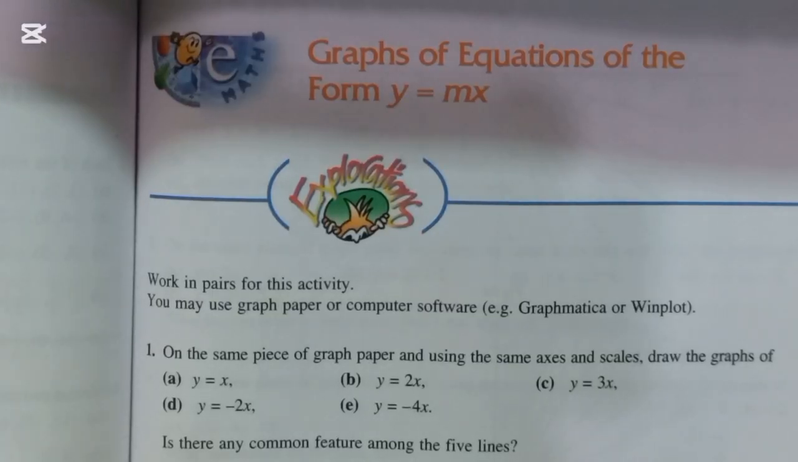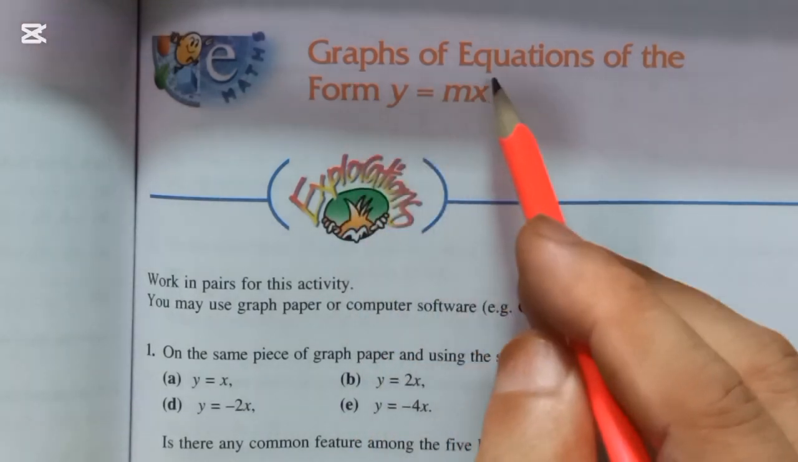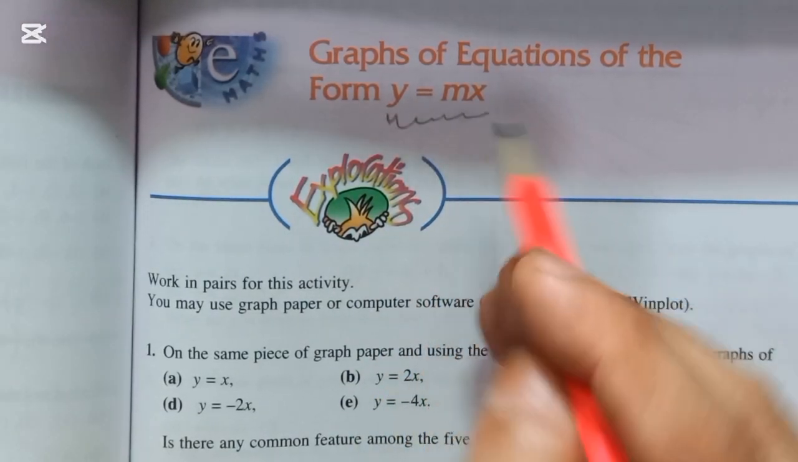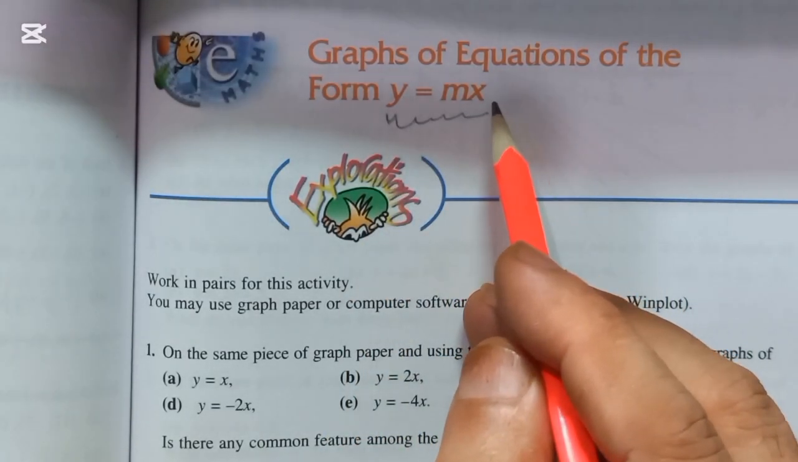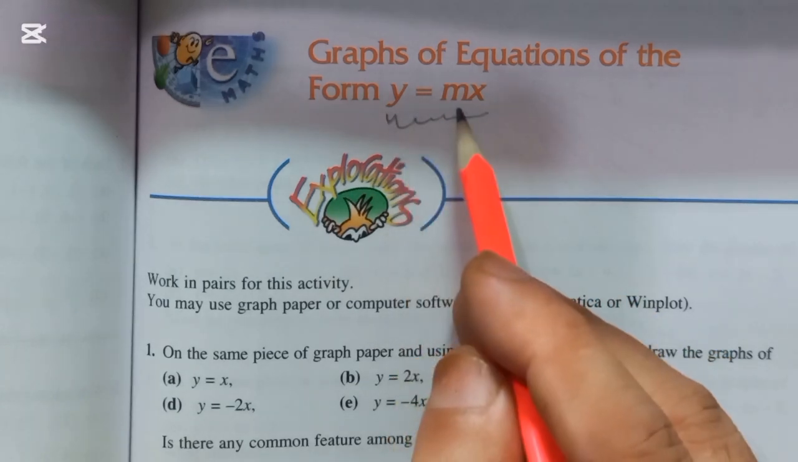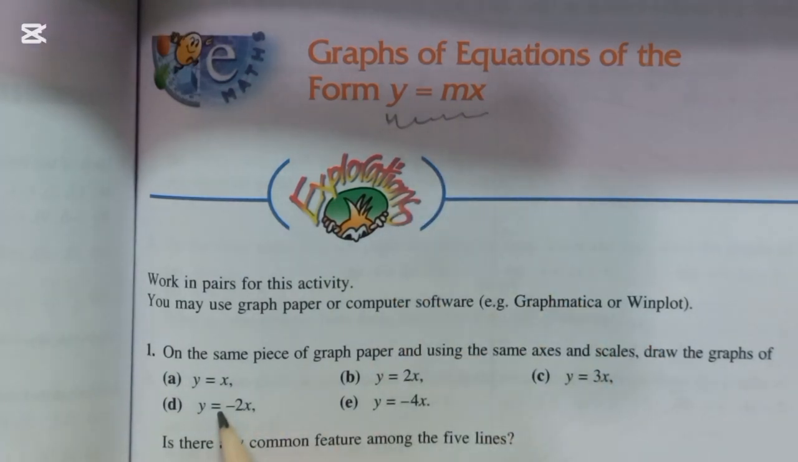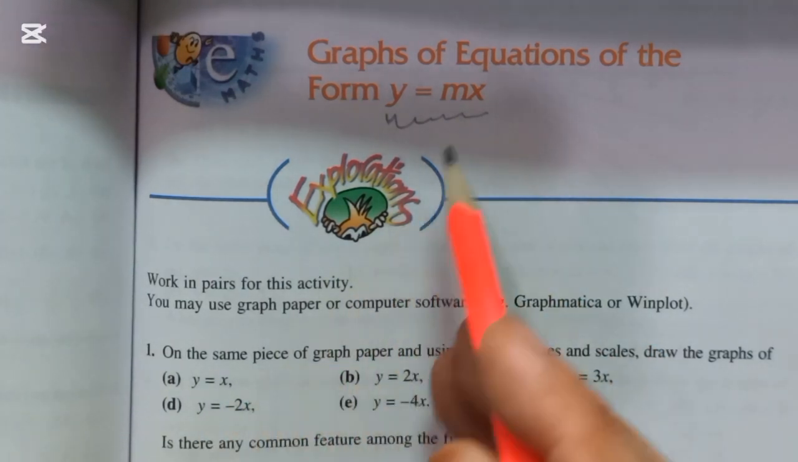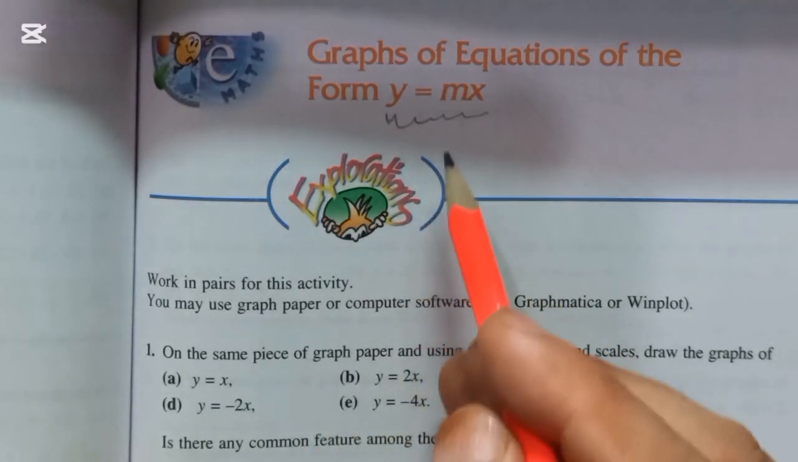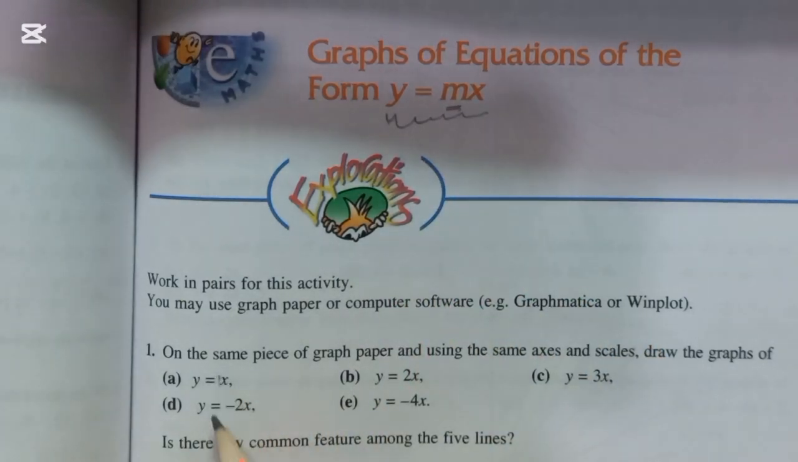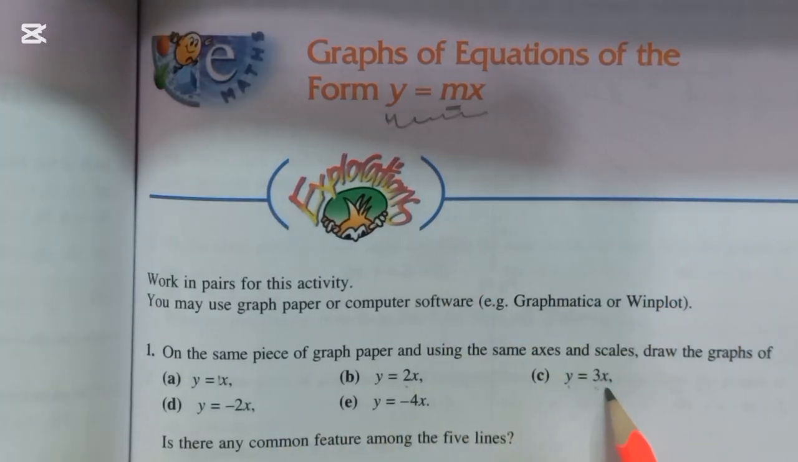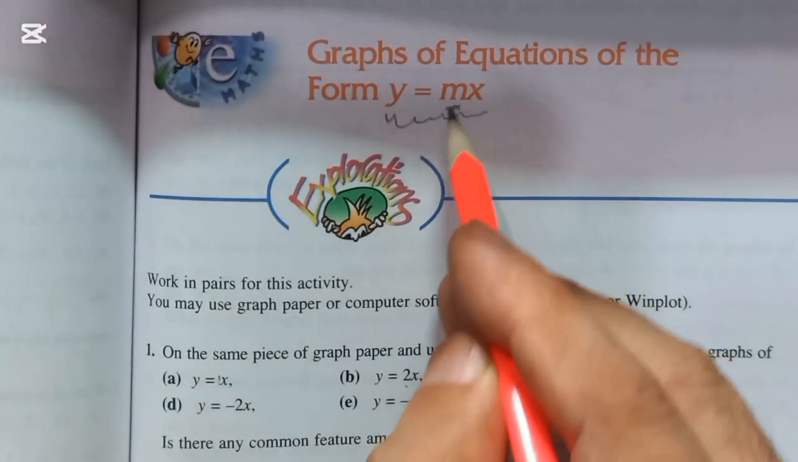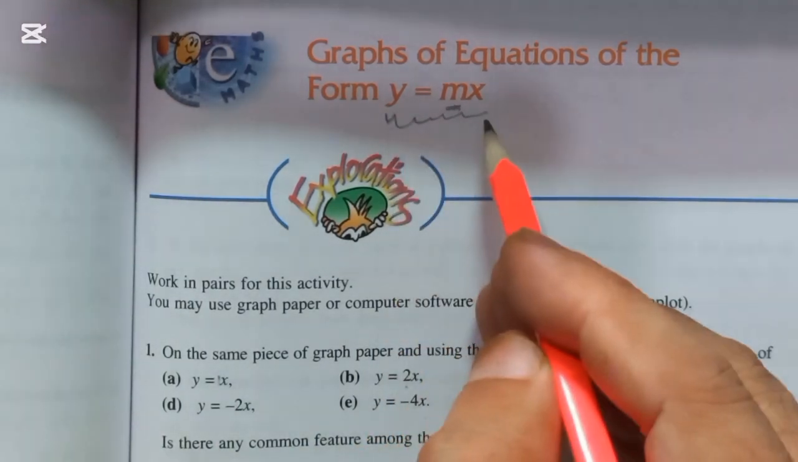The next thing that we are going to learn is the graphs of equations of the form y is equal to mx. You have to follow the rule: neither should anything be added nor subtracted. So understand it. For example, here are some equations of this form: y is equal to x, y is equal to 2x. You can see m is 1 here, m is 2 here, y is equal to 3x, so m is equal to 3. All these equations are of this form.